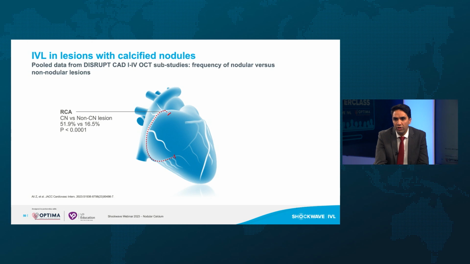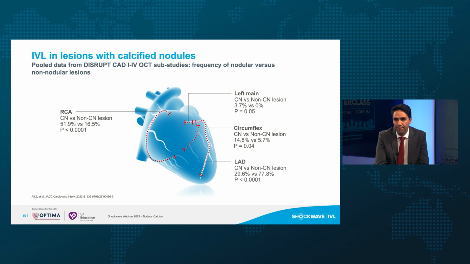We showed this earlier that in the right coronary artery, typically in the mid and proximal segments, we have a high proportion. The second highest proportion is actually in the left anterior descending, and then finally in the circumflex in the proximal vessel.